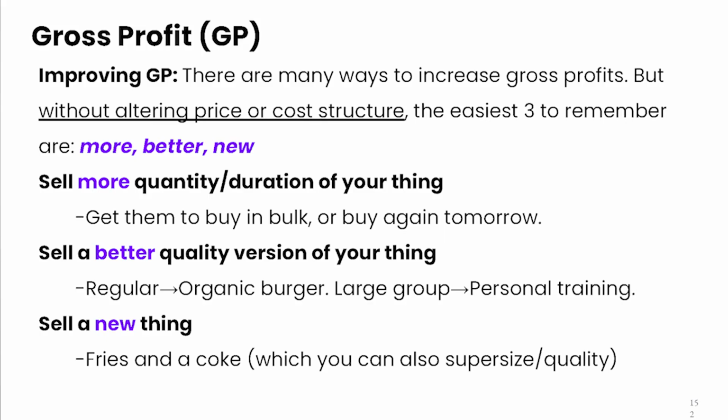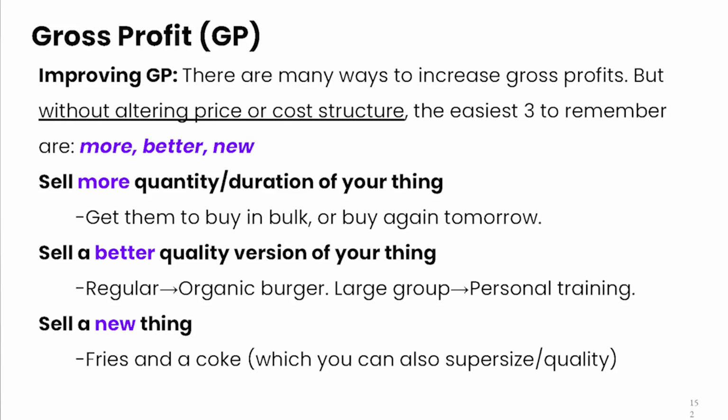So improving gross profit, there's a lot of ways to increase gross profits. But without altering price or cost structure, the three easiest to remember are more, better, new. All right, which is sell more of the stuff, so more quantity or duration of the thing, so get them to buy in bulk or buy again tomorrow. Sell a better quality version of the thing, so that would be like a regular burger versus an organic burger, or a large group versus personal training, a better version of the thing, or sell a new thing.